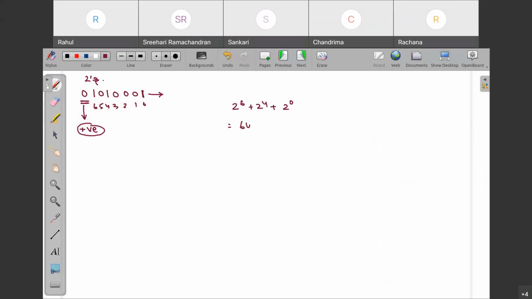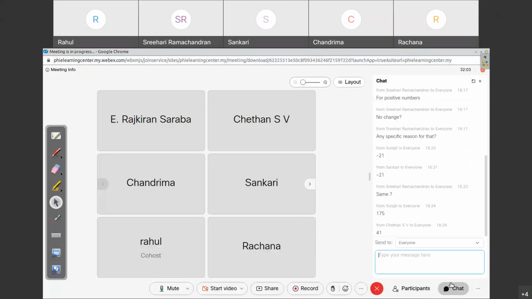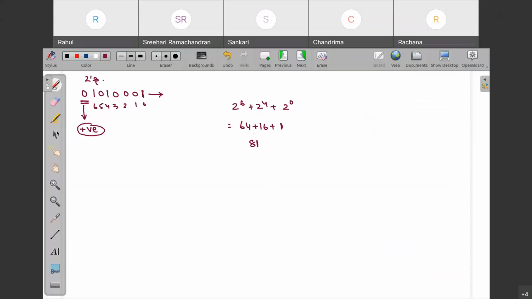So this is 64 plus 16 plus 1. So this will be your 81. Okay, 81. So what were you guys getting? What were you people getting? I heard someone say 71, 41, 175. Why are we getting such weird numbers? Okay, one more.